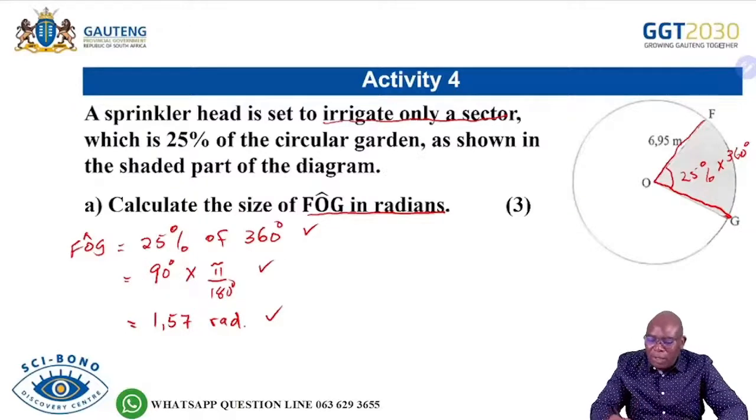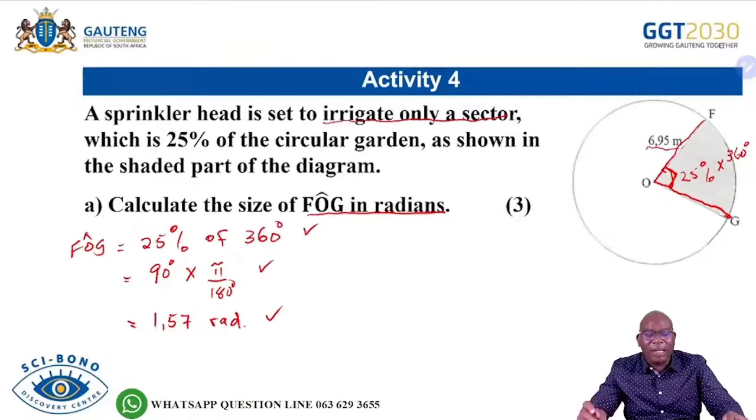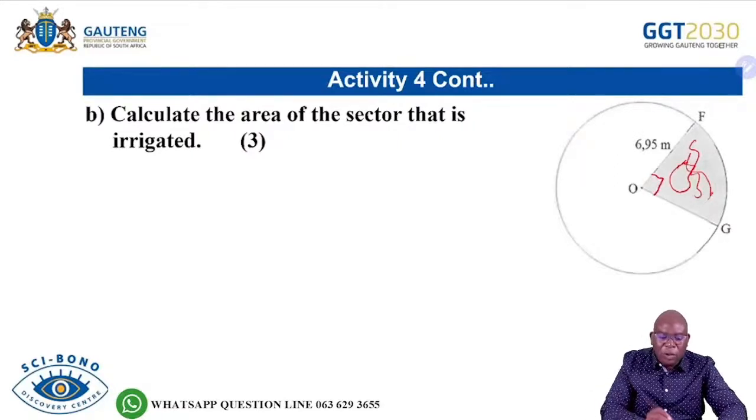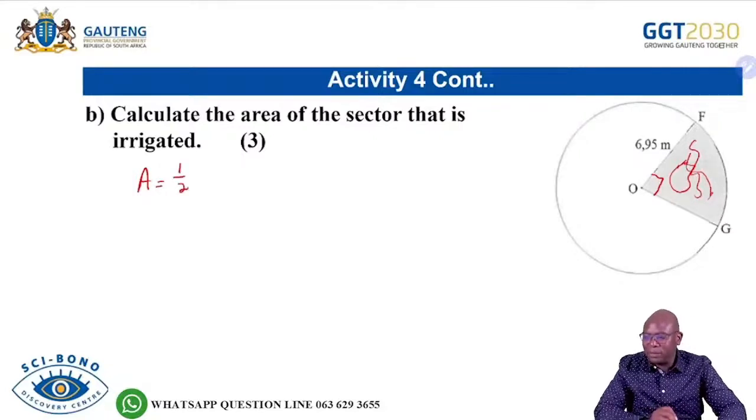Now I know that the angle I'm going to be working with is 90 degrees, with a radius of 6.95 meters. The next question says calculate the area of the sector that is irrigated. So the only area that is irrigated is this part here. I've got the radius, and I've got the angle, 90 degrees. So the area that is going to be irrigated will be that.